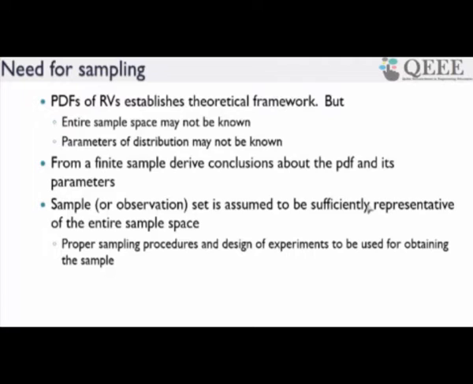So if you do not know the entire sample space, then when you calculate the parameters of the distribution, they become only estimates of the truth, right? So the parameters of the distribution may not be known, so you might have to actually calculate them from the sample itself. So from a finite sample, you have to derive conclusions about the PDF and its parameters. What we need to do is have enough samples so that the samples together are sufficiently representative of the entire space. So that is an important thing that we have to ensure.